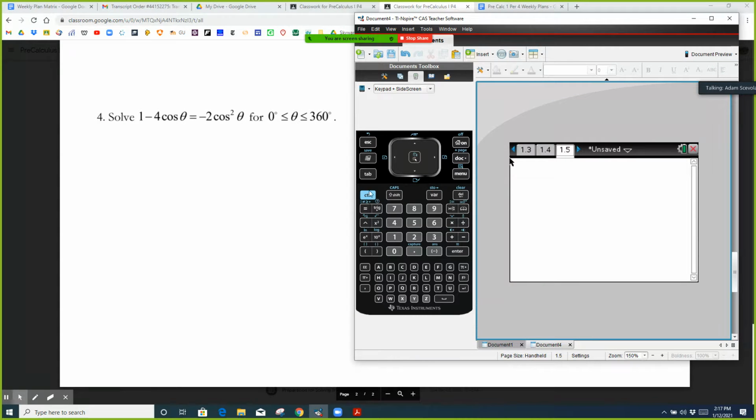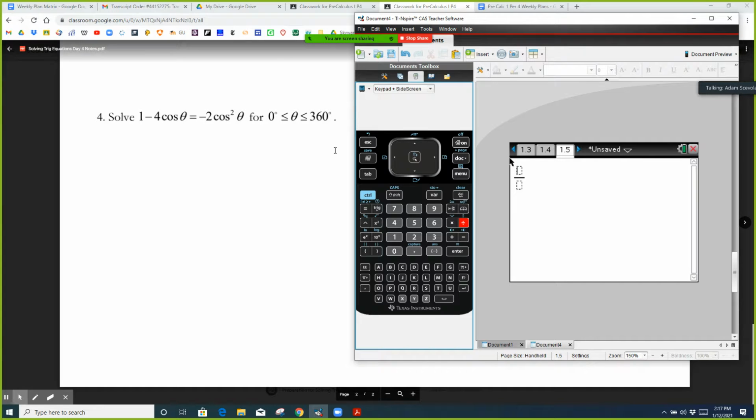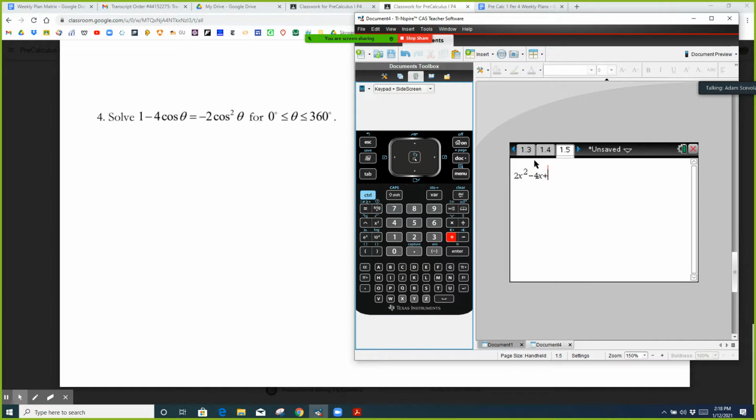So I'll do the opposite of b. So b is negative 4. Well, let me write this out first. So when we added 2 cosine squared to both sides, it became 2x squared minus 4x plus 1 equals 0. But instead of x, it was the cosine of x. So that's what happened when we added 2 cosine squared to both sides.